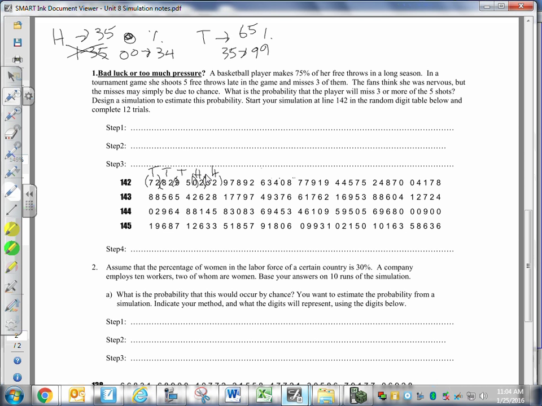Can't do that with a die. Can't do that with a coin. Okay? And this is what we're doing. We're going to be able to simulate things of different probabilities using random number digits.